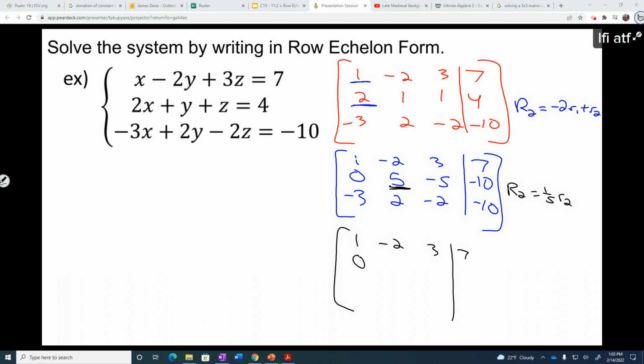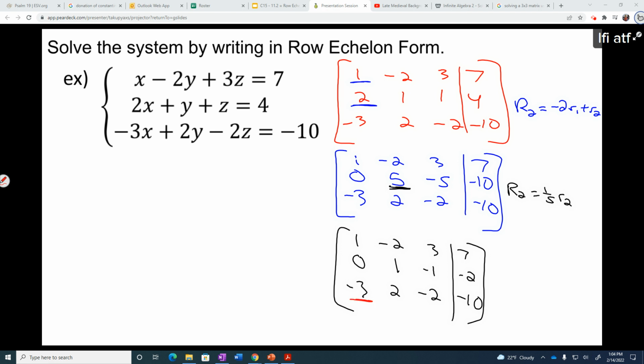We get 0, 1, -1, -2. It's just multiplying all these by a 5th. So then we just divide them by 5. So 1, 2. Use the last row. So this row is good, this row is good. Now we need to drop down to this one.